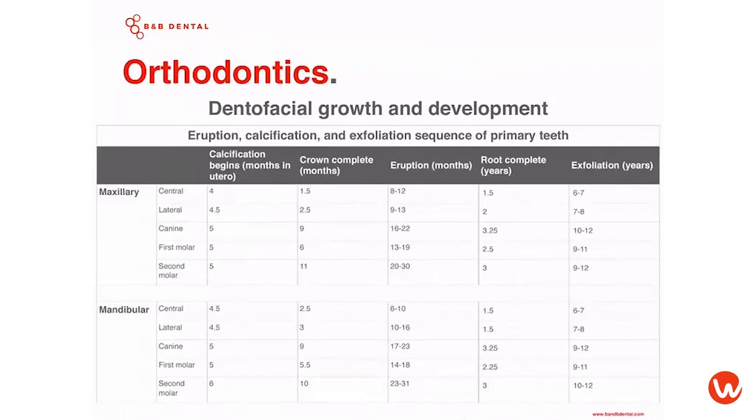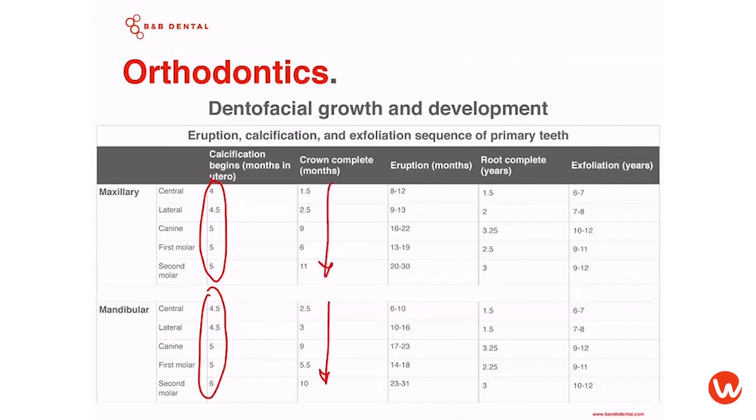Now, I want you to look at this really detailed table about calcification, crown development, eruption, root development, and exfoliation for these primary teeth. There is a lot going on here. So let's break it down into big picture concepts, where especially for calcification, you'll see this age range for these primary teeth to be that 4 to 5 month, 4.5 to 6 month range. For crown completion, this really varies between the teeth, so there's a wide range there.